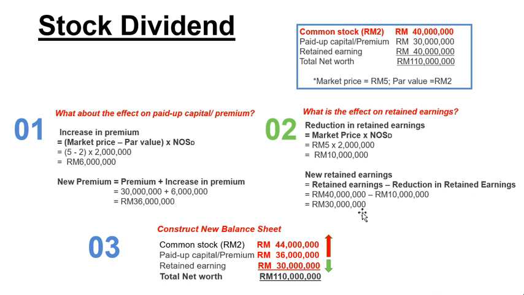From here we can make a conclusion that the share dividend ultimately will increase the common stock and paid up capital. As can be seen here, the number has increased from 40 and 30 million to 44 and 36 million each. However, it will reduce the retained earning from 40 million to 30 million. Nonetheless, the total net worth remain the same, which are 110 million.